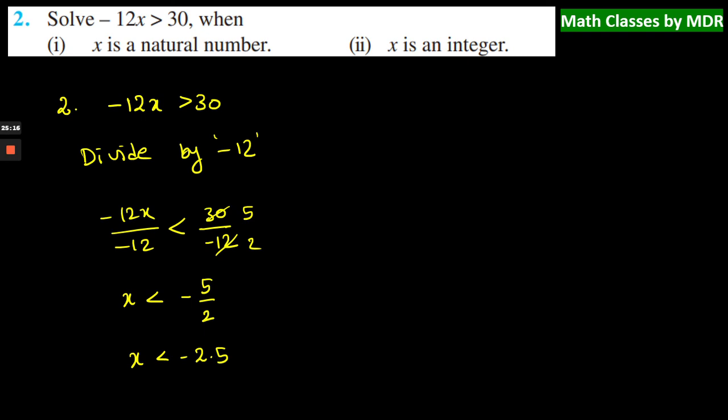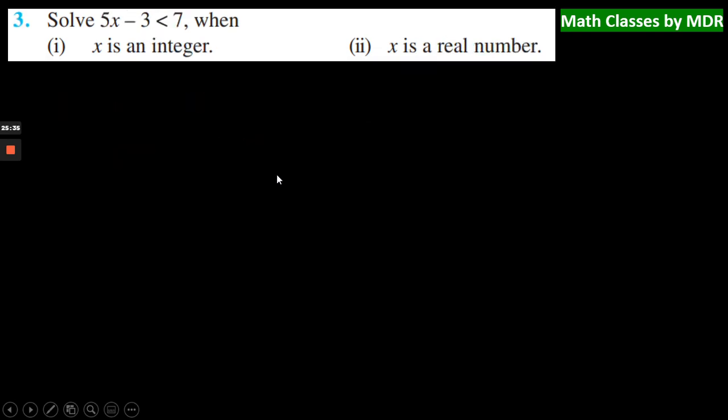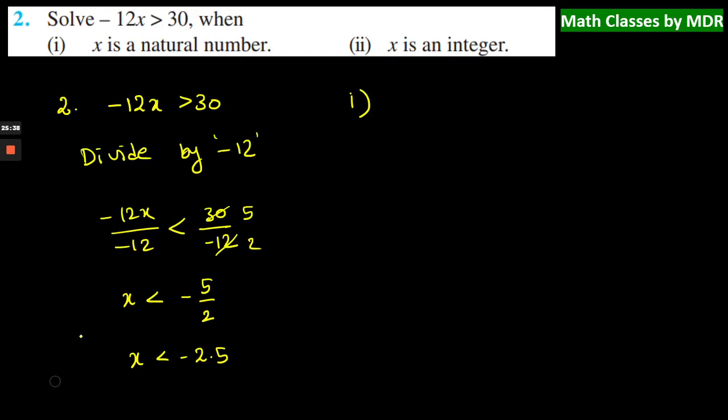So now we can represent it if x is a natural number and if x is an integer. When x is a natural number, how many numbers do we have here? For a set of natural numbers, we know that the set of natural numbers starts from 1, 2, 3, 4. So this is the natural number set from 1. So if you take this 2.5, where is this 2.5?